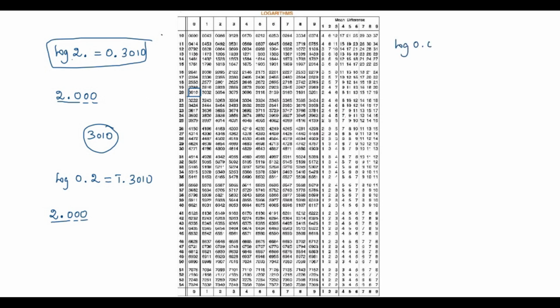Let's look at the next example. Log 0.02. Here also we don't find any digits before the decimal point, and between the decimal point and the first non-zero digit 2, we find one 0. So we have to take bar 2 point. Now to get the value in the logarithm table, we consider only the non-zero digit 2, and then we take a decimal point, and also some zeros after the decimal point. Now in the logarithm table, 20th row, 0th column, we get 3010. So the value of log 0.02 is equal to bar 2.3010.